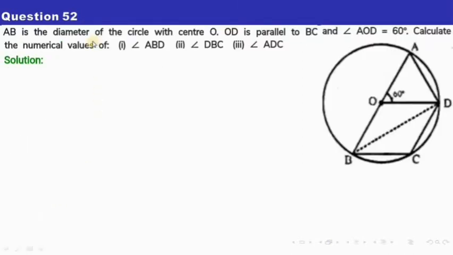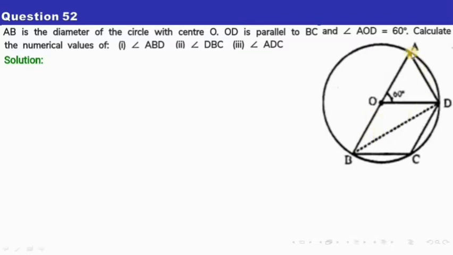Okay, let's have a look at question number 52. In this question, AB is the diameter of the circle with center O. OD is parallel to BC. That means this line and this line both are parallel to each other, and angle AOD is given to be 60 degree. So we need to calculate these three angles here. Let's see the first one, that is angle ABD. So ABD means we need to calculate this.